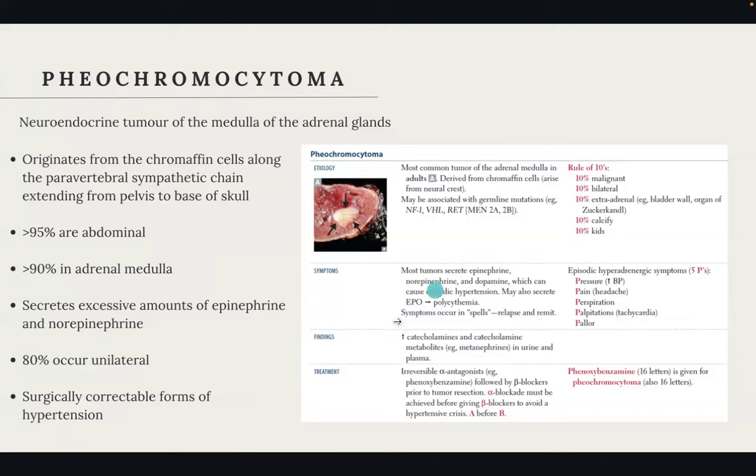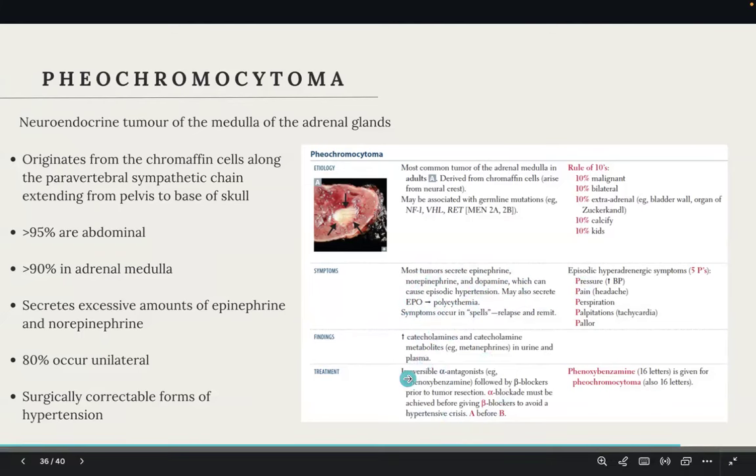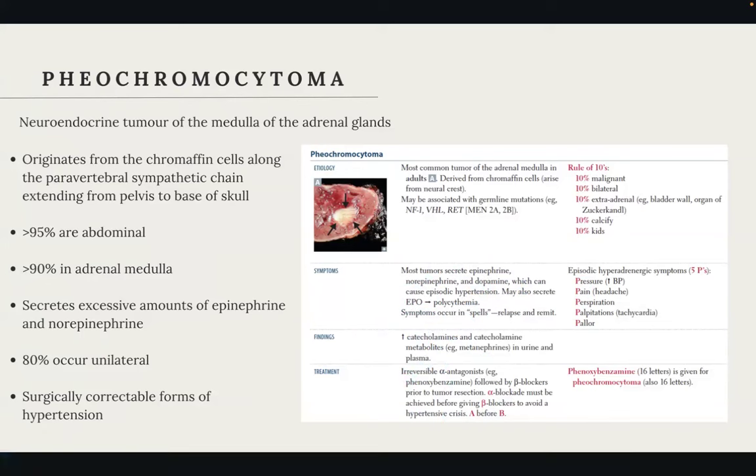Also, it can secrete or induce the secretion of erythropoietin, which is going to result in polycythemia. They're not going to ask about this, but just know in case. Now, again, spells relapse and remit, which means that the patient is going to be coming to you saying, I keep having these episodes of my head really hurting, I breathe really quickly, and my heart rate feels really quick. So all of these are the symptoms. Now, the good thing about this tumor is that you can resect it by surgery. You can surgically remove it.